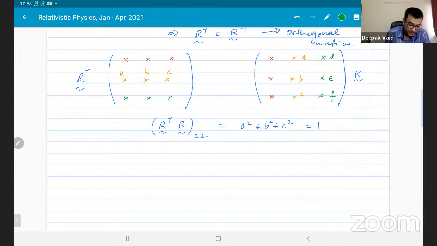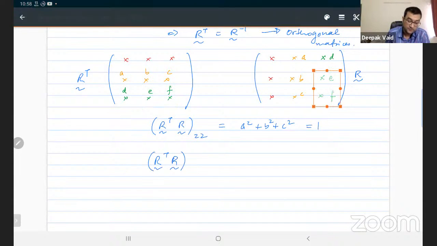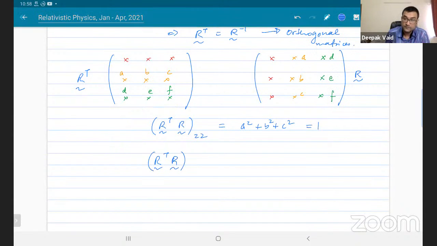The second thing is that, let me write these elements as D, E, F like this. What about the off-diagonal elements? Off-diagonal elements would be given, for example, by this row multiplied by this column. So which element of the product would it be? This would be the third row, sorry, the third row and the second column. So that would be DEF multiplied by ABC.